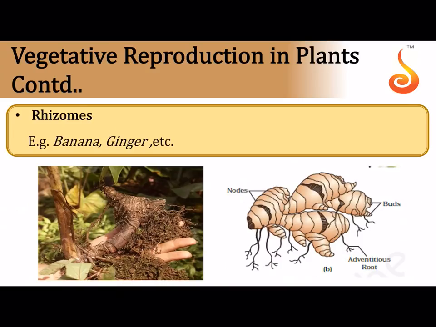Rhizome of ginger and banana. See, you all are familiar with this rhizome that we use in cooking, ginger. Actually, if you take this ginger and if you sow it in the soil, you will get new plants because it has nodes, and from the nodes, buds can develop. See, here at the ends, you can see these buds. And see, there are roots on the undersurface. These are called adventitious roots.